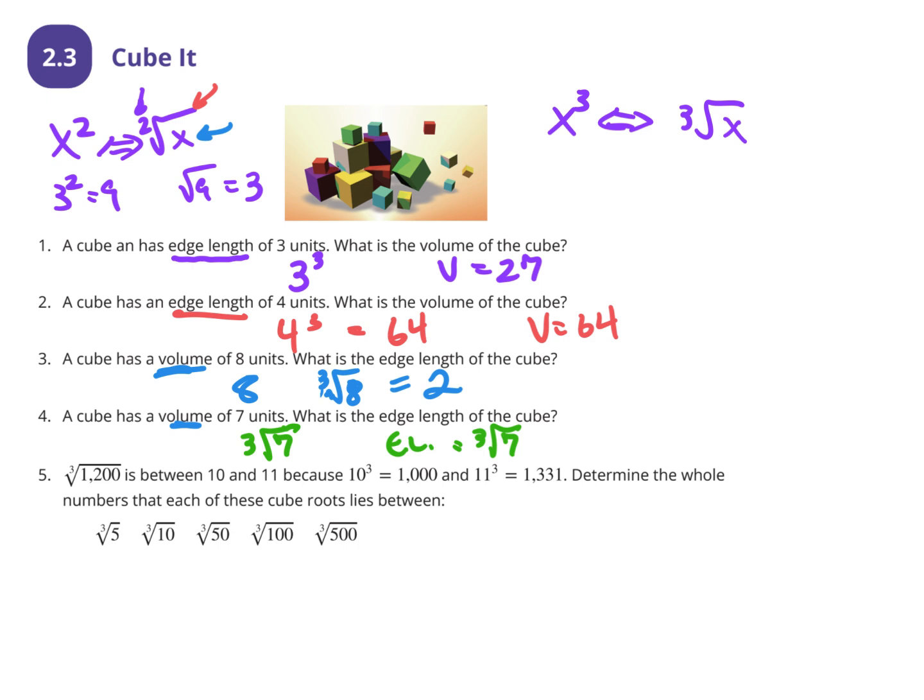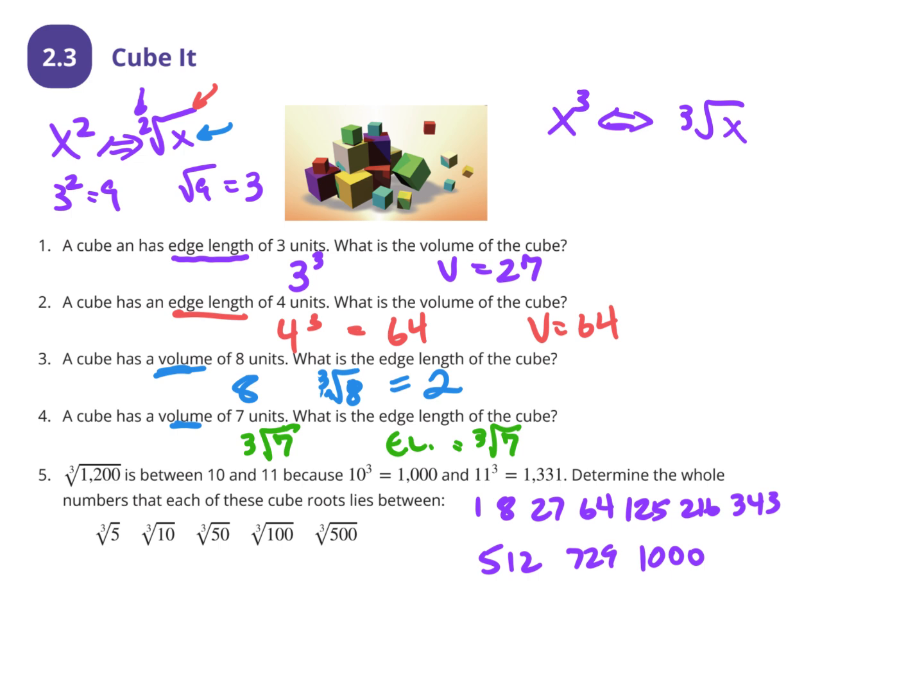So the first thing you should do is write down your perfect cubes. 1 cubed is 1. 2 cubed is 8. 3 cubed is 27. 4 cubed is 64. 5 cubed is 125. 6 cubed is 216. 7 cubed is 343. 8 cubed is 512. 9 cubed is, I always trip up with 9. 729, and 10 cubed is 1,000. Now that we know these basic ones, now we can figure out which perfect numbers these lie between.